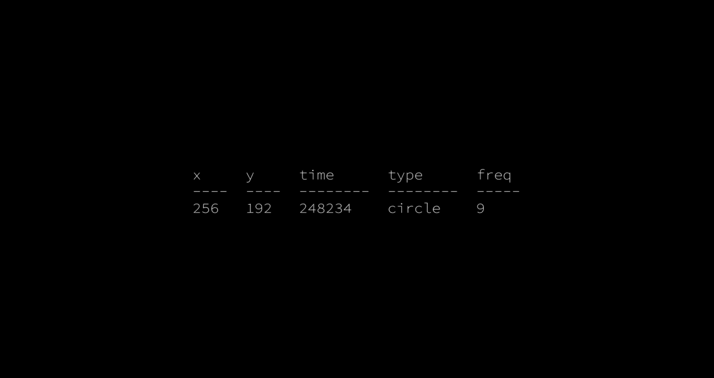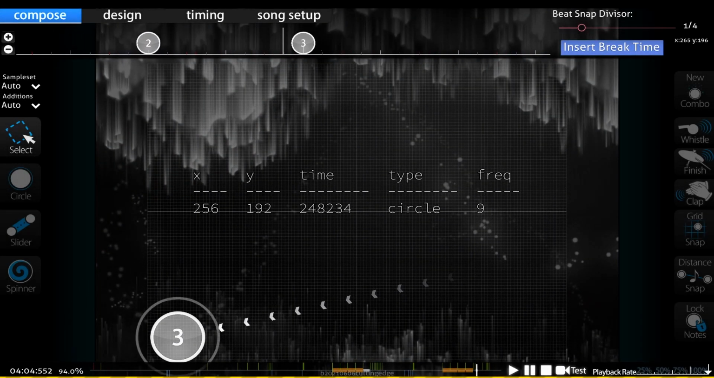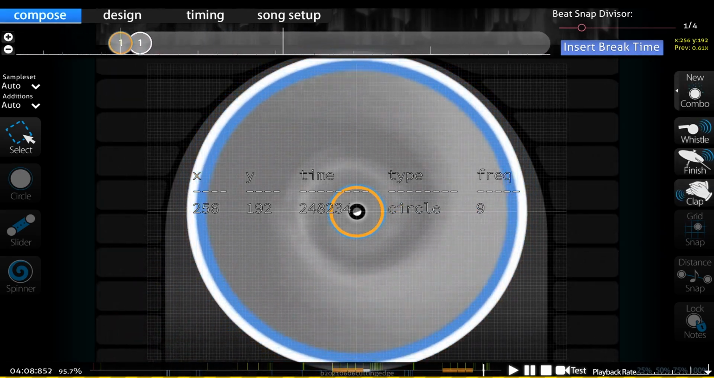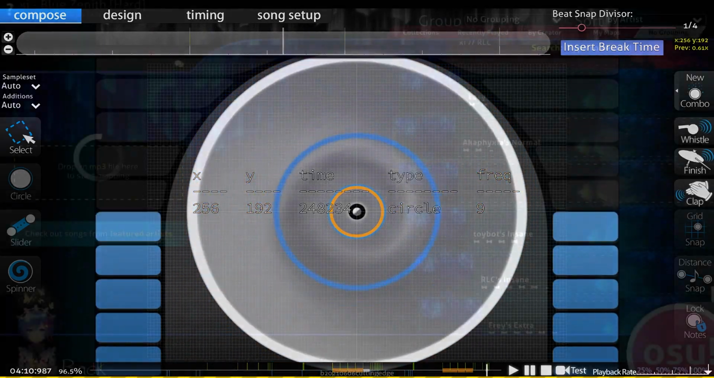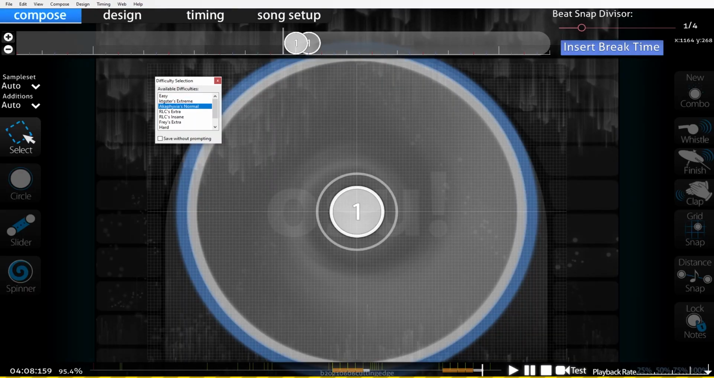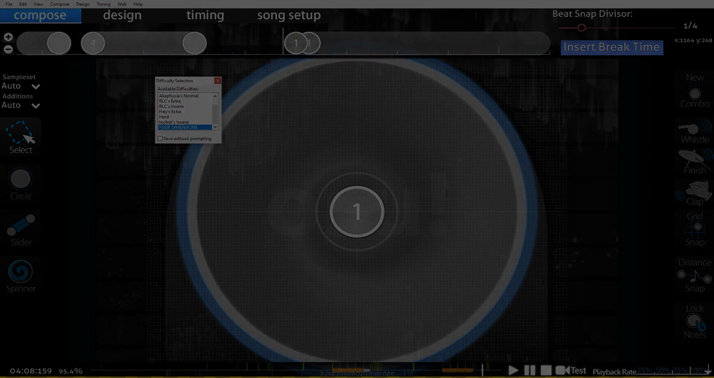The second time is a bit more surprising, appearing at 248234 milliseconds, or 4 minutes and 8 seconds into the map. This circle appears in only 1 map set, Blue Zenith hosted by Asphyxia, and it's the final circle of the map before the final spinner. Despite the map set having several guest mappers, all difficulties have this same centre circle into the final spinner. Whether each mapper did that on their own accord or if it was the host's decision, I don't really know.